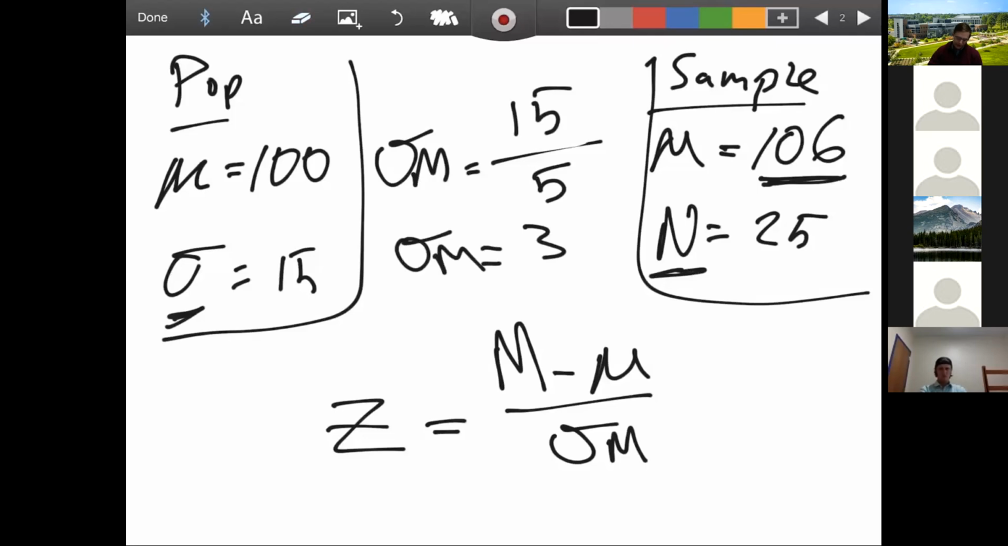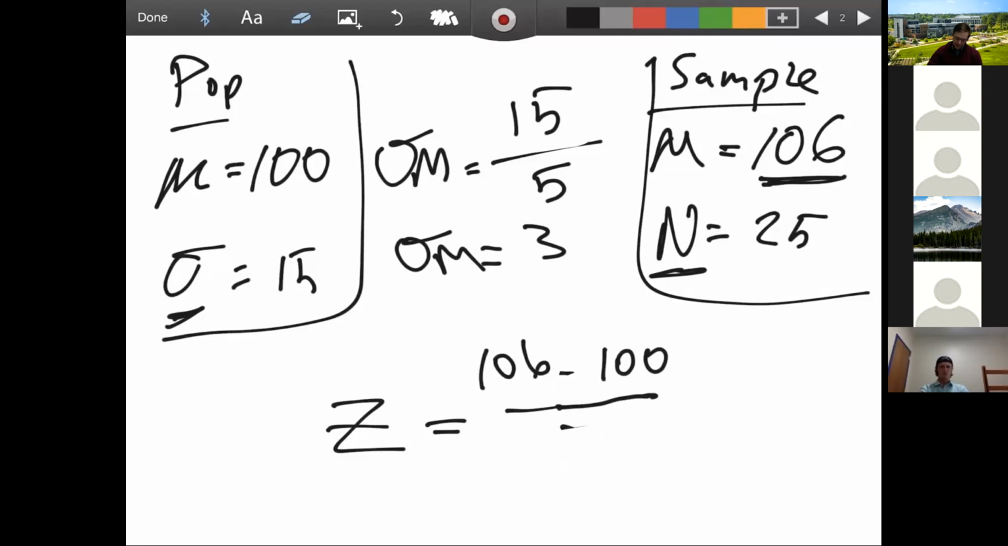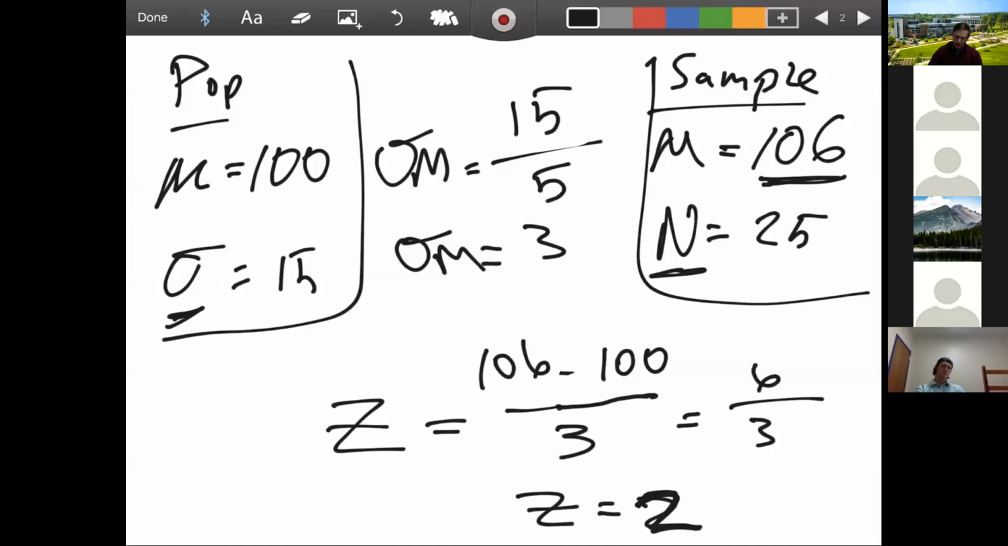So to put this all in, we replace our mean with 106, our sample mean. We replace our population mean with 100 there, and then for the standard error, replace it with 3. So that gives us 106 minus 100 gives us 6 over 3, or Z equals 2, and then you would go look that up in that unit normal table. So the standard error of the mean is essentially just replacing the standard deviation when you are getting the Z-score. Does that make sense, Caleb?